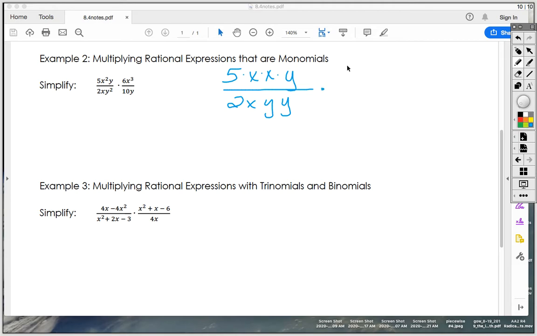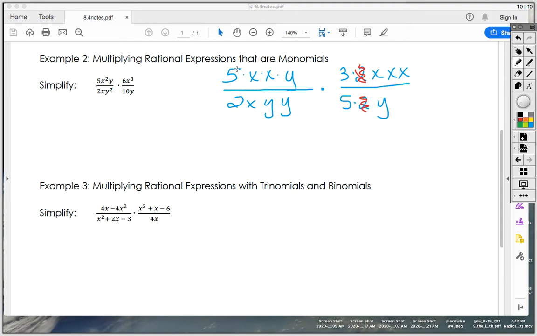Then we have 6 can be broken down into 3 times 2. And then we have 3 x's. And 10 can be broken down into 5 times 2. And we have a y. Okay, so step 1 is to factor. Step 2 is to cross cancel. So the first thing I see is that there's a 2 here at the top and the bottom. I'm going to cross cancel them out.